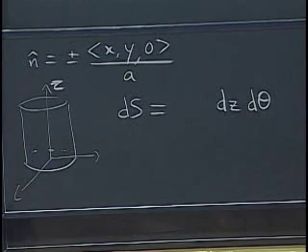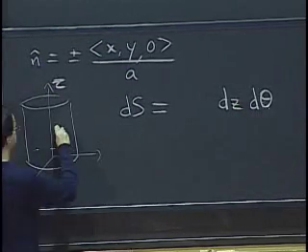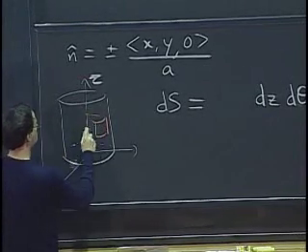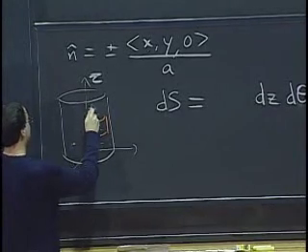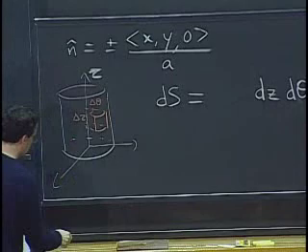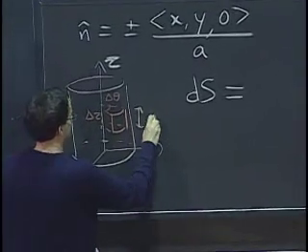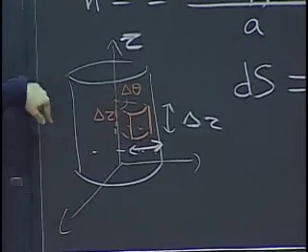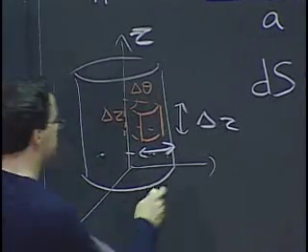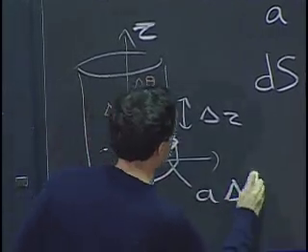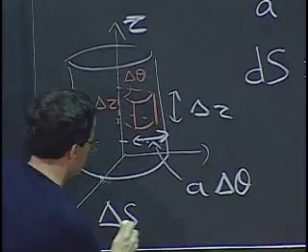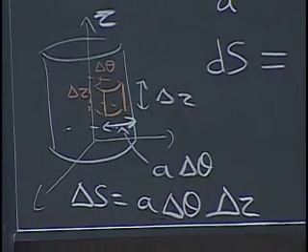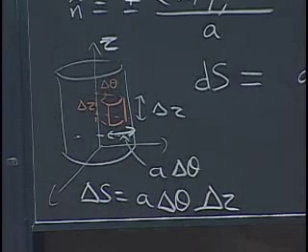Now, what's the constant? Let's look at a small piece of our cylinder corresponding to a small angle delta theta and a small height delta z. The height is going to be delta z. What about the width? It's going to be a piece of a circle of radius a corresponding to the angle delta theta. So this side will be a delta theta. So delta S is a delta theta delta z. So dS is just a dz d theta, or a d theta dz. It doesn't matter which way you do it.